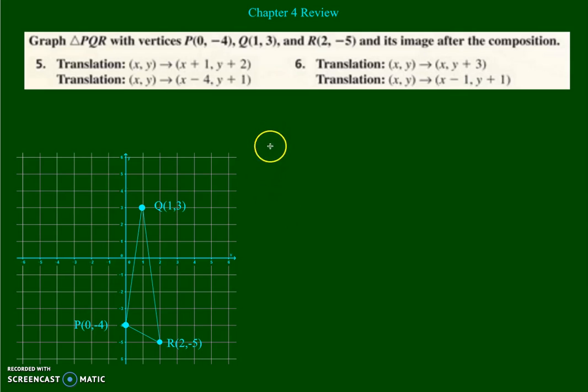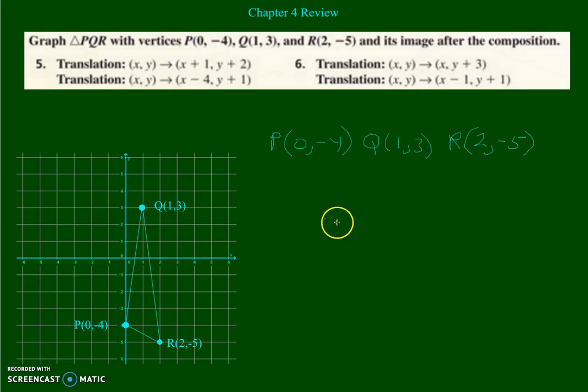So we have P is 0, -4, Q is 1, 3, and R is 2, -5.